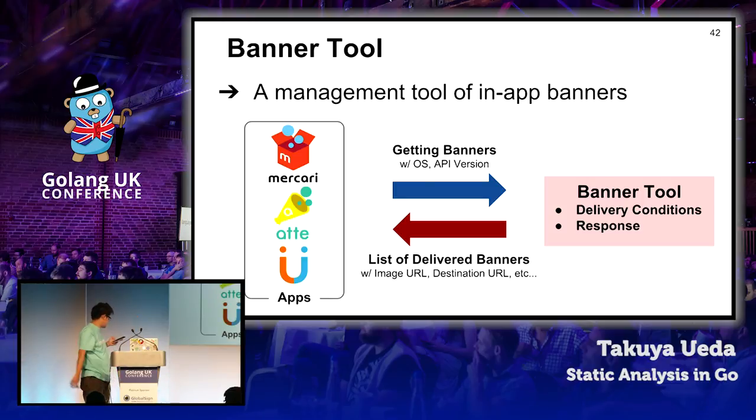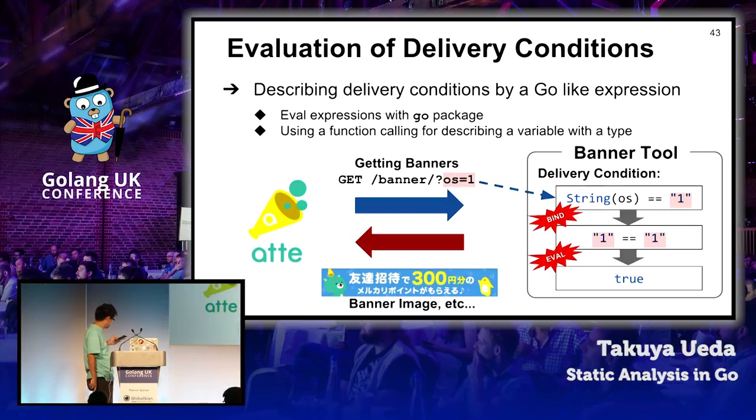In the banner tool, a delivery condition and a response can be set for each banner. A delivery condition decides whether the banner can be delivered or not. A response is used in the client of the banner tool. For example, a response can hold an image URL of the banner and a destination URL, which is used for the transition when the user taps the banner. Delivery conditions can be described in a Go-like expression in the banner tool. The banner tool evaluates the delivery conditions of each banner to decide which banners to deliver.